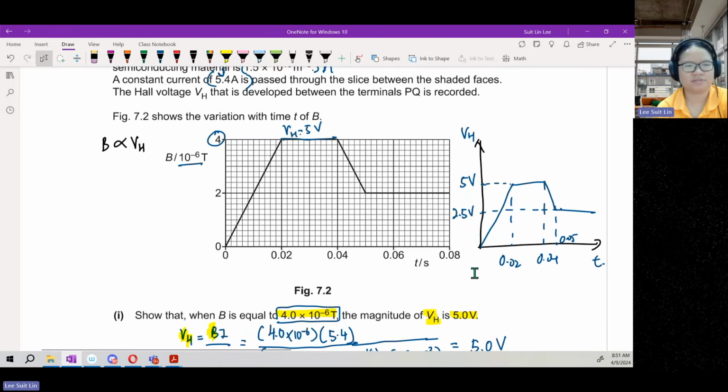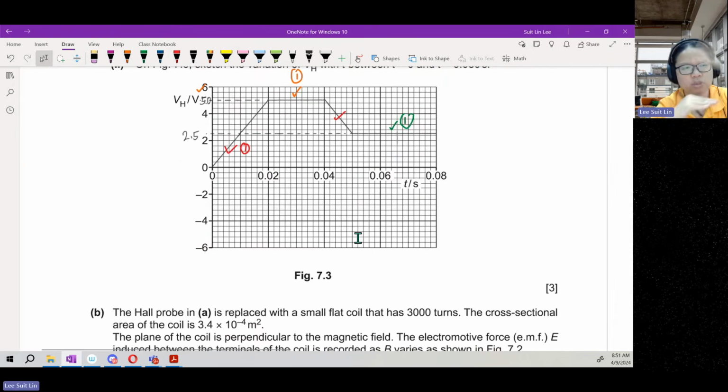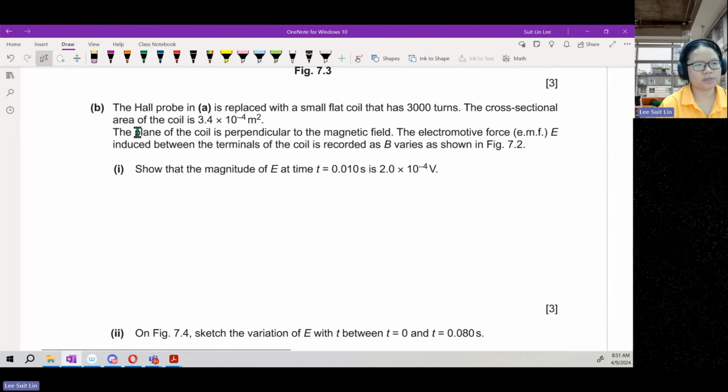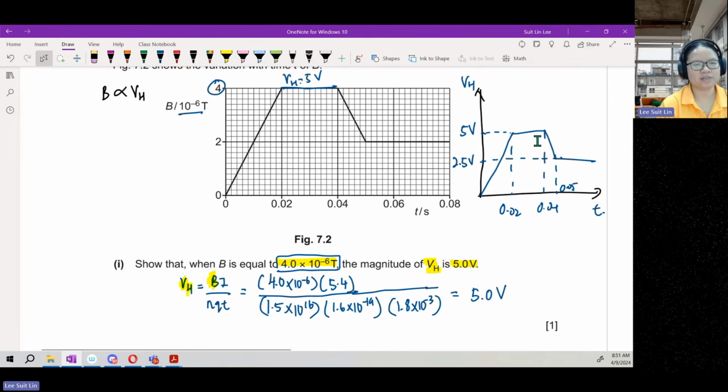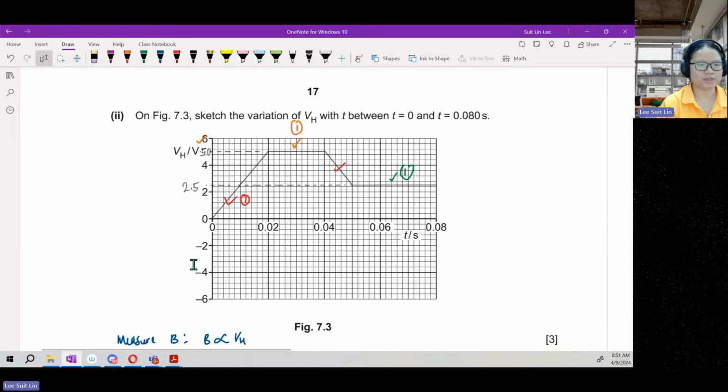Kindly copy the graph. It looks a bit squished because the scale is different. Negative is not needed. It's just there to cheat your feelings. All right, part B. We are now going to replace the Hall probe. So I think it's worth mentioning. Hall probe here is to measure B, since B is proportional to VH, which is what we did lah. We know the magnetic field is like this. We know the Hall probe will respond accordingly with the same pattern.